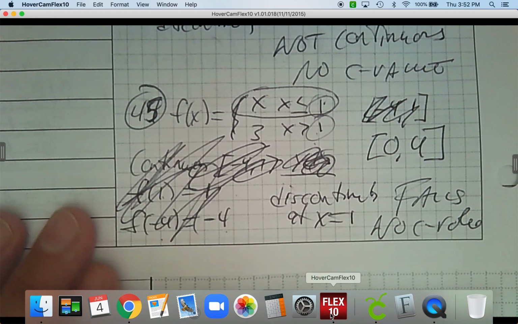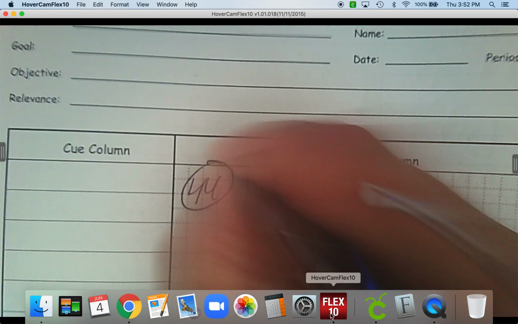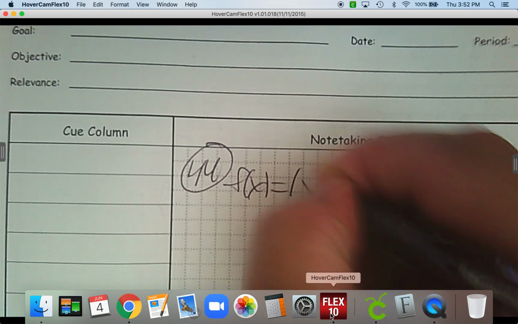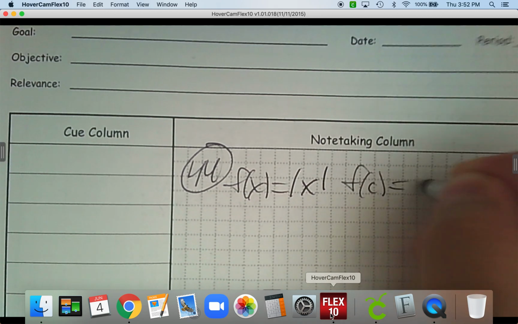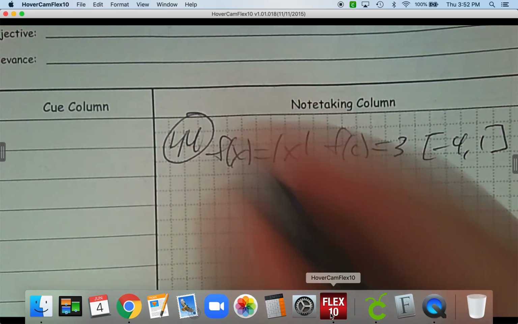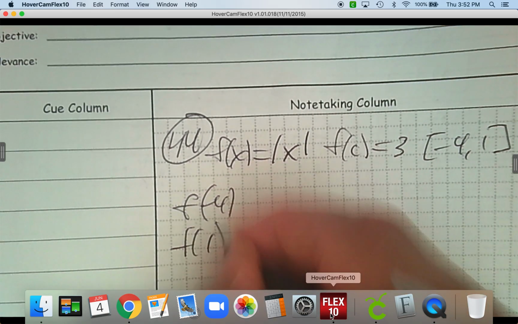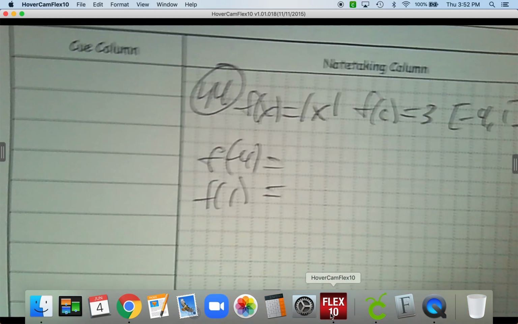Let's make sure I write it correctly. There we go. 44. 44 is an absolute value function. Absolute value is continuous. It looks like a V. So condition 1, met. Condition 2, I've got to plug in negative 4 and plug in positive 1, and I need to know the given y-coordinate is in between these y-coordinates.